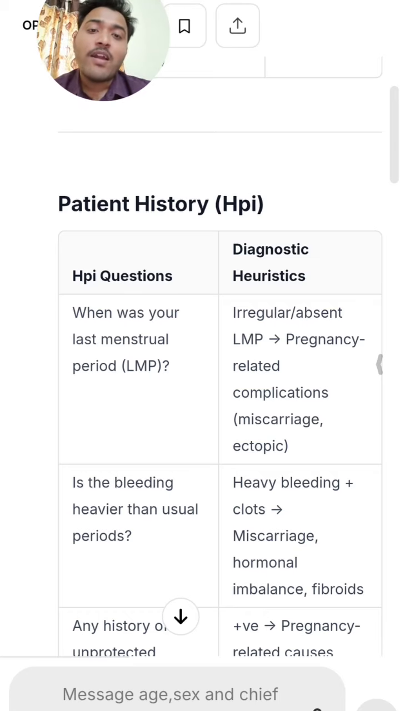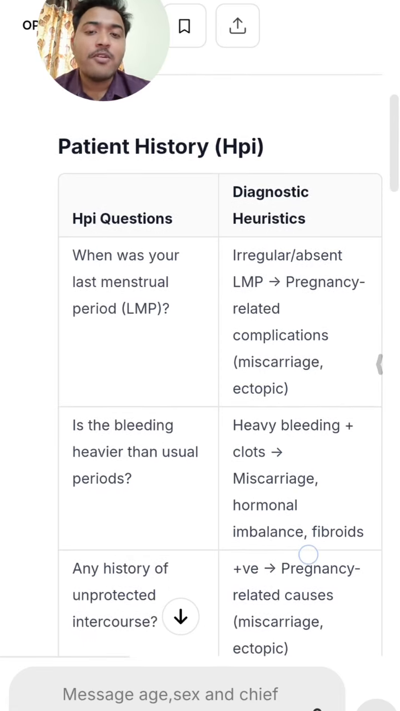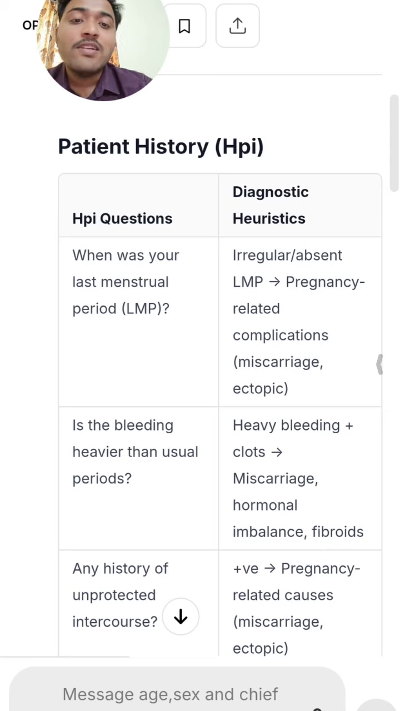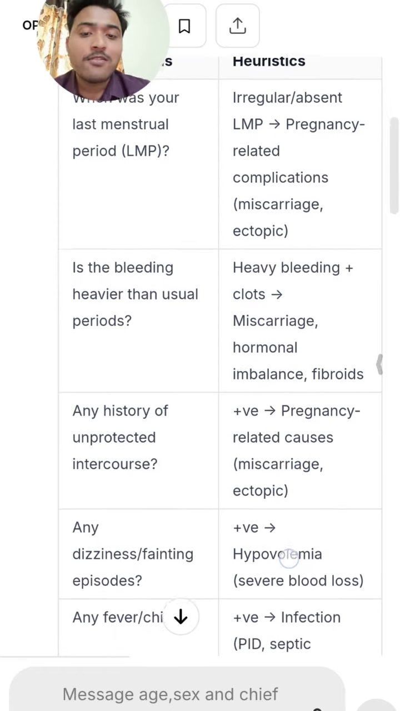history taking, and along with each question it will give diagnostic heuristics, which are the mental shortcuts that experienced doctors have. For example, in this case it is asking for LMP because if the menstruation is absent in the previous few months, it could suggest pregnancy related complications. These shortcuts are interpreted as miscarriage or ectopic pregnancy. So this is a case of ectopic pregnancy.